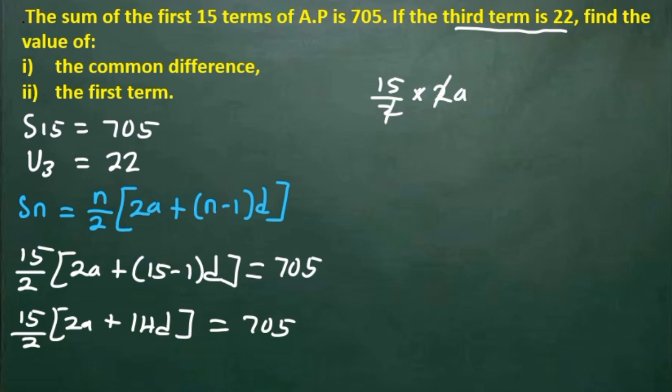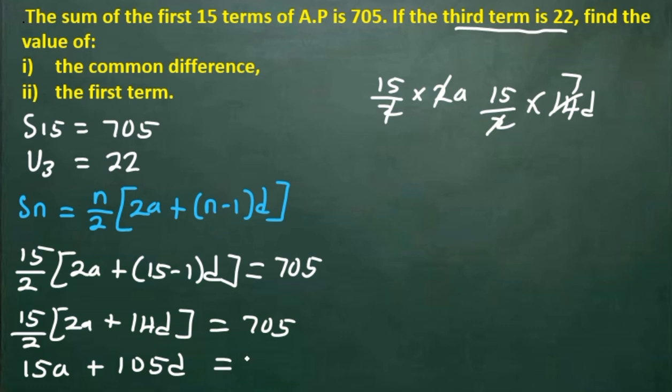So this is gone. What we are left with is 15a plus, and also we are going to have 15 divided by 2 times 14 of the common difference. And when you do that, the 2 is gone, we have 7, and 15 times 7 will give us 105. So this will be 105d equals 705.